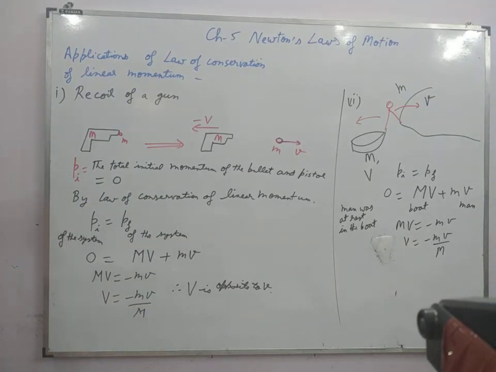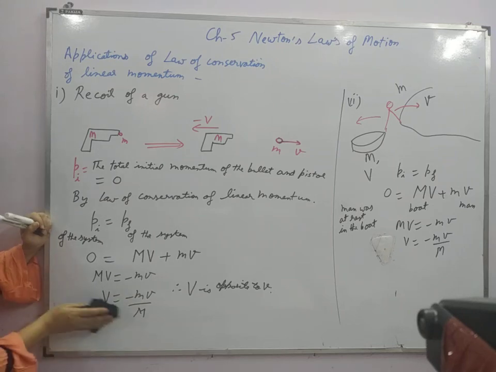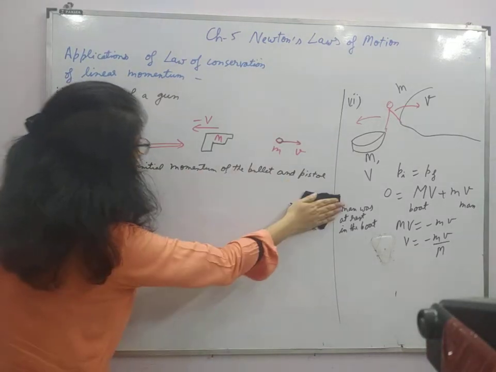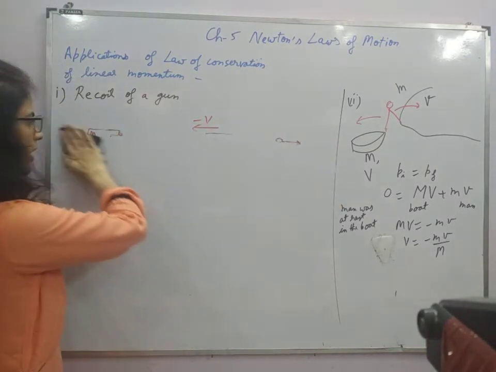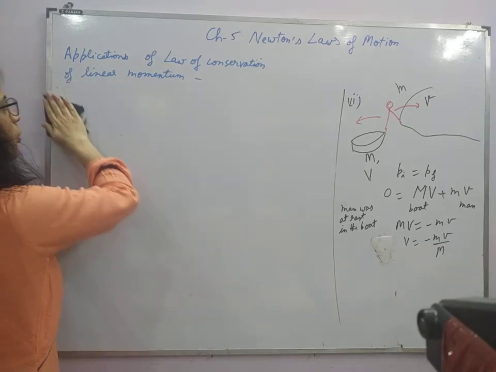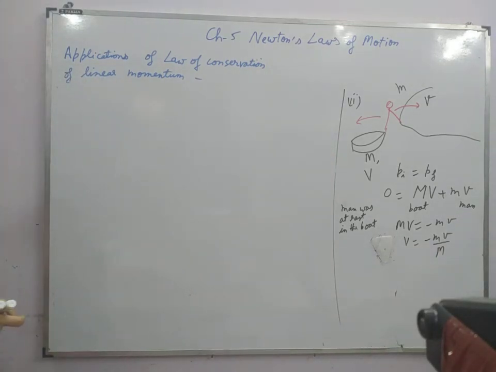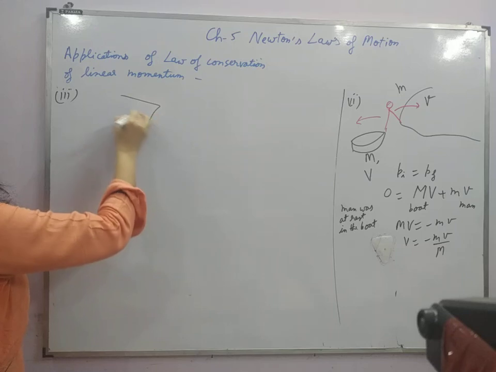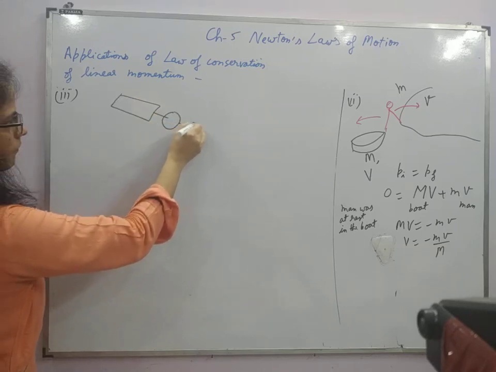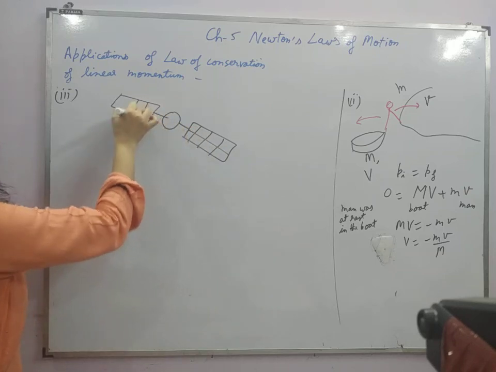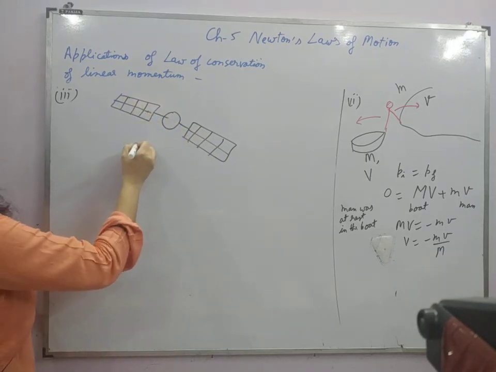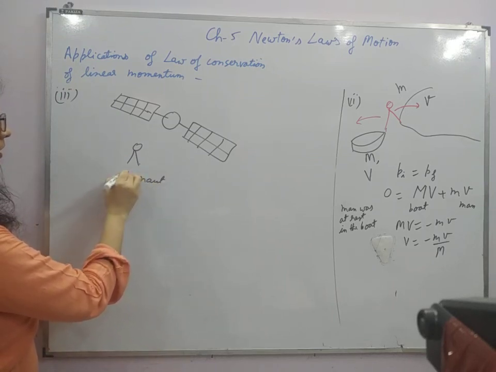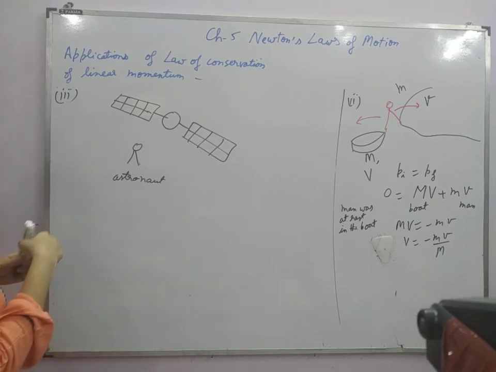Similarly, we can take another example, one more. In a spaceship, what happens when an astronaut accidentally comes out of the spacecraft and has no connection with the spacecraft to return? What will he do? By the law of conservation of momentum, since there is no external force on the system, this is your spacecraft, okay? And this astronaut by chance comes out of the spacecraft.